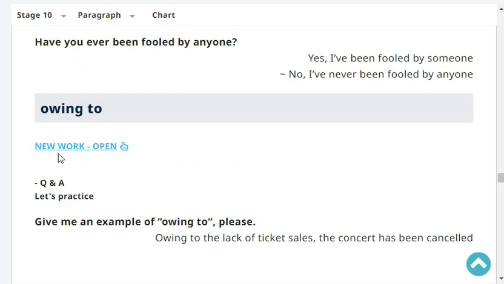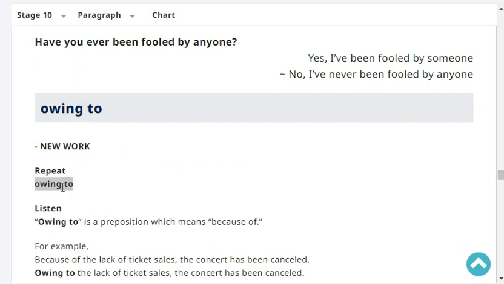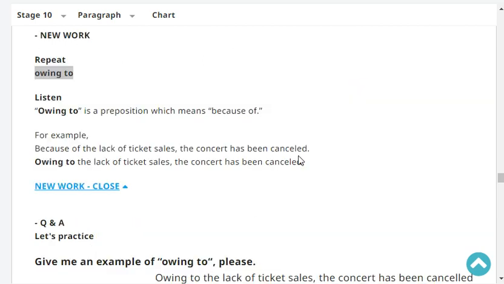Okay, next. Repeat. Owing to. Very good. Okay, listen. Owing to is a preposition which means because of. For example, because of the lack of ticket sales, the concert has been cancelled. Or we can say, owing to the lack of ticket sales, the concert has been cancelled.